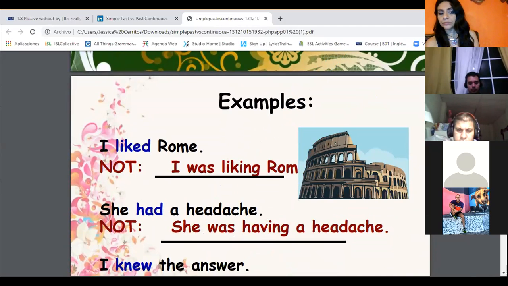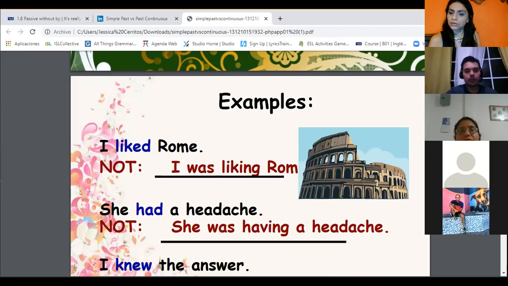Okay. What happened with the screen? You don't see it? No. What about the other ones? The other guys, can you see it? Yes.